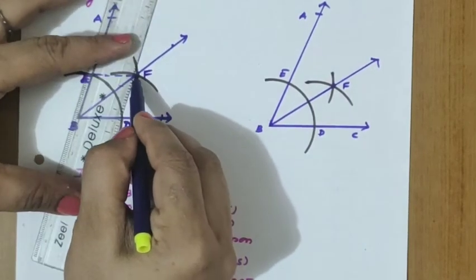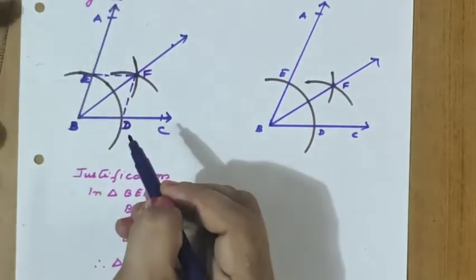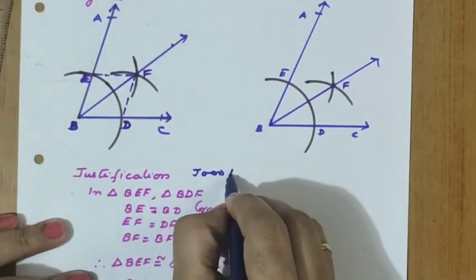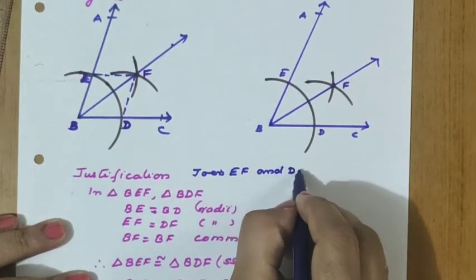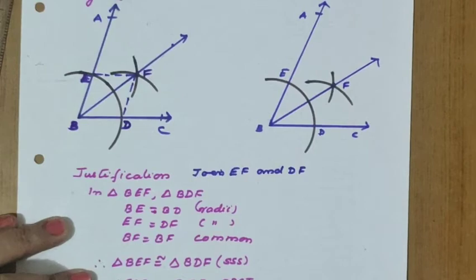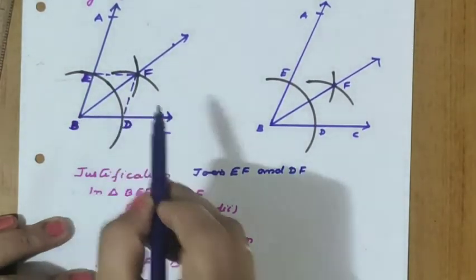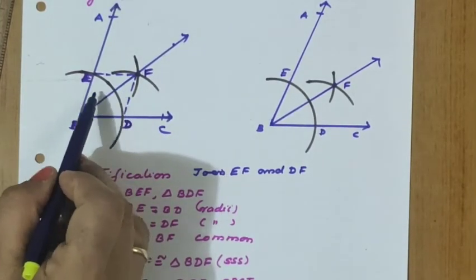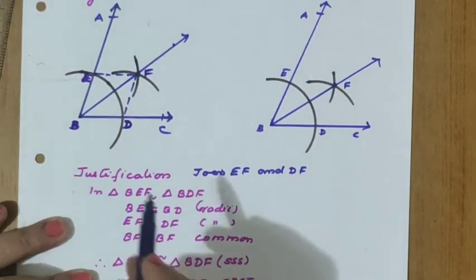Similarly, DF. Right? So I'll write here, join EF and DF. Now we are considering the triangle BEF and BDF, which are the triangles on either side of the bisector. BEF and BDF. BE equal to BD.